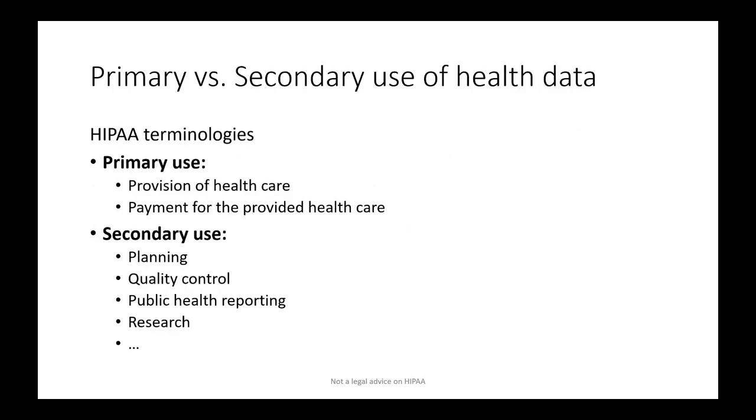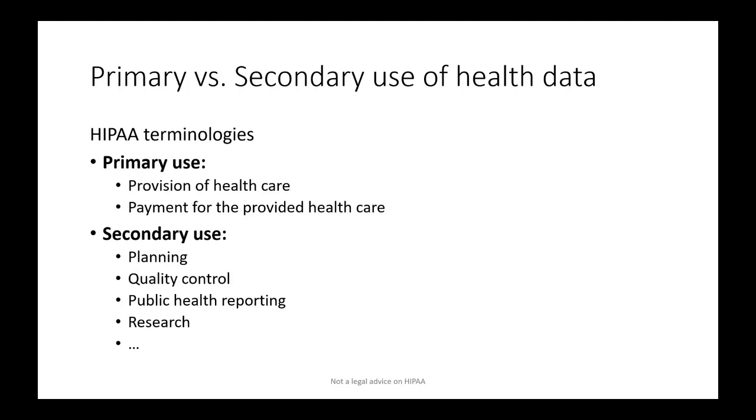The second thing to keep in mind is the primary versus secondary use of health data, right? HIPAA uses these terms. These are HIPAA terminologies: primary use of data and secondary use of data. Primary use is anything related to patient care, so provision of healthcare or payment with regard to that provision of healthcare. Secondary use is anything other than the primary use, things like planning, quality control, public health reporting. If you want to do research or analytics, all these become part of secondary use. So these terms become important as we go forward, and that's why it's important to keep this in mind.